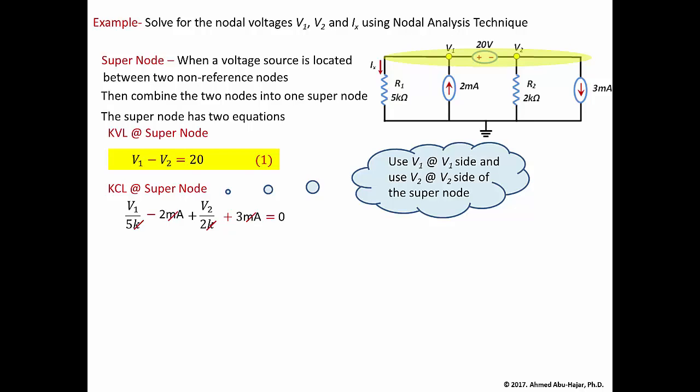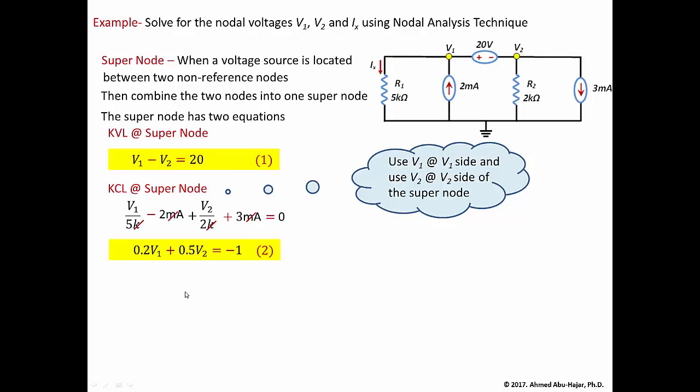So now when we combine the terms, we're going to have V1 over 5, which is nothing but 0.2 times V1. Then we're going to have V2 over 2, which is nothing but 0.5 times V2. The minus 2, when it moves to the other side, becomes plus 2. And the plus 3, when it moves to the other side, will be minus 3. So 2 minus 3 gives us negative 1. This is the second equation for the supernode. We only have 2 equations and 2 unknowns in the circuit. Now we can solve for V1 and V2.